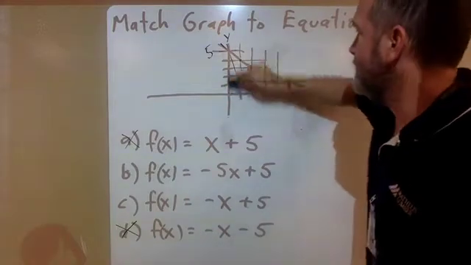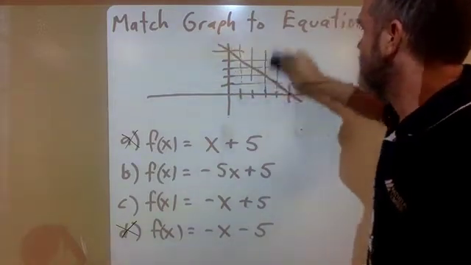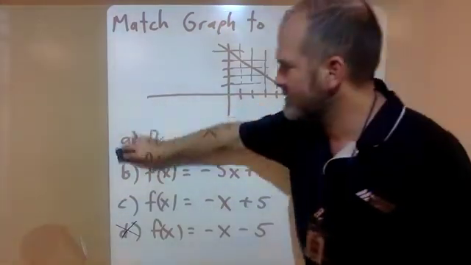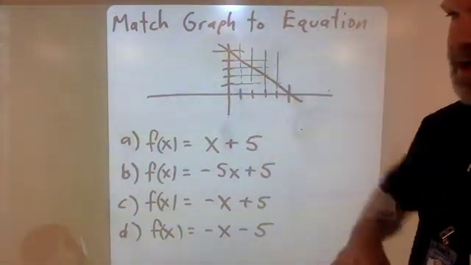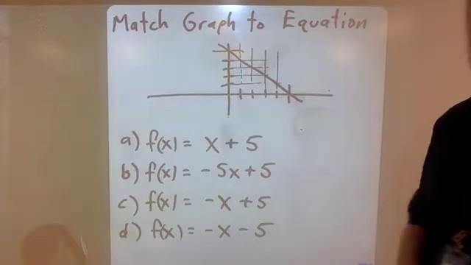It's choice C. So again, please, on these types of problems, look at your y-intercept. Look at whether your line is going up or down and eliminate wrong answers. It's going to make your life a lot easier.